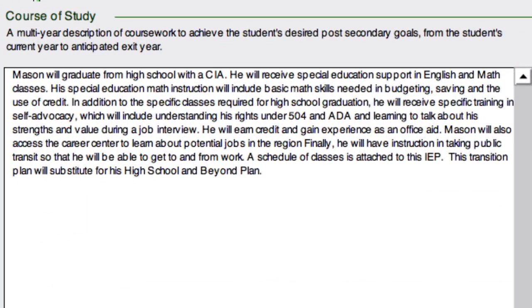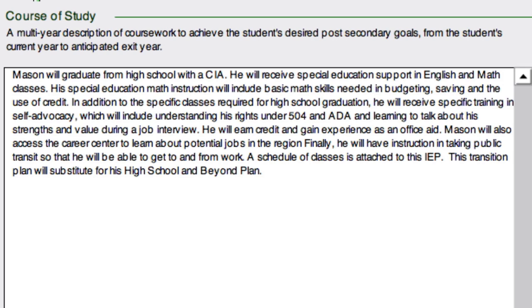As we look at this narrative, note that we have identified the kind of diploma Mason will earn, a certificate of individual achievement. Also note that the transition plan will substitute for the high school and beyond plan. This is the place to document any specific activities or classes that will substitute for graduation requirements. Let's take a look at Mason's course of study.